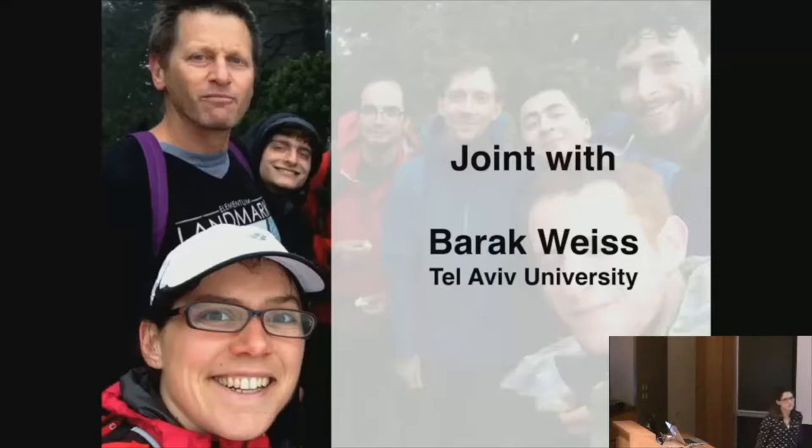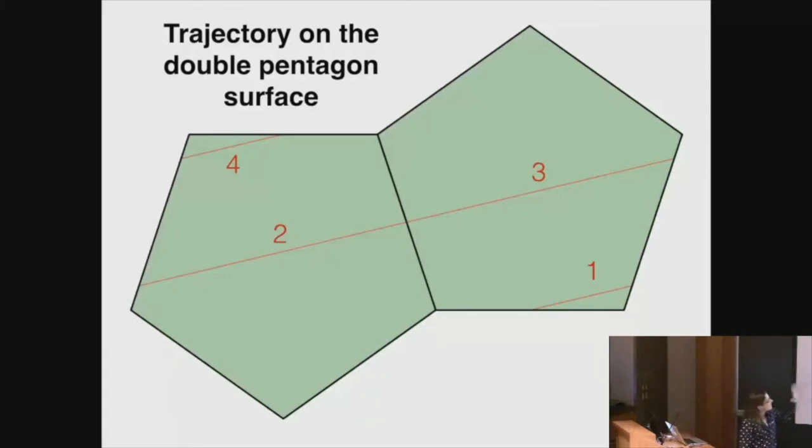And then I went to Israel to meet with Barak Weiss about some other project that I wanted to know about, but he looked at these pentagons that I printed out, and he had a different question. He was like, forget about your other question that you came over here. Let's talk about pentagon trajectories. So we did. Okay, so here's Barak's idea. Okay. So here is a trajectory on the double pentagon surface. It's periodic because it comes back to where it starts. It has these four pieces.